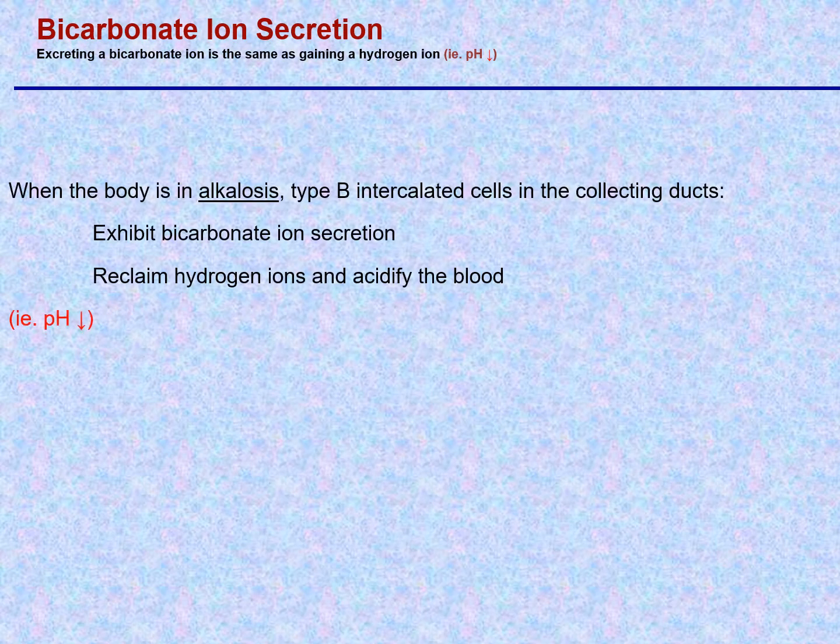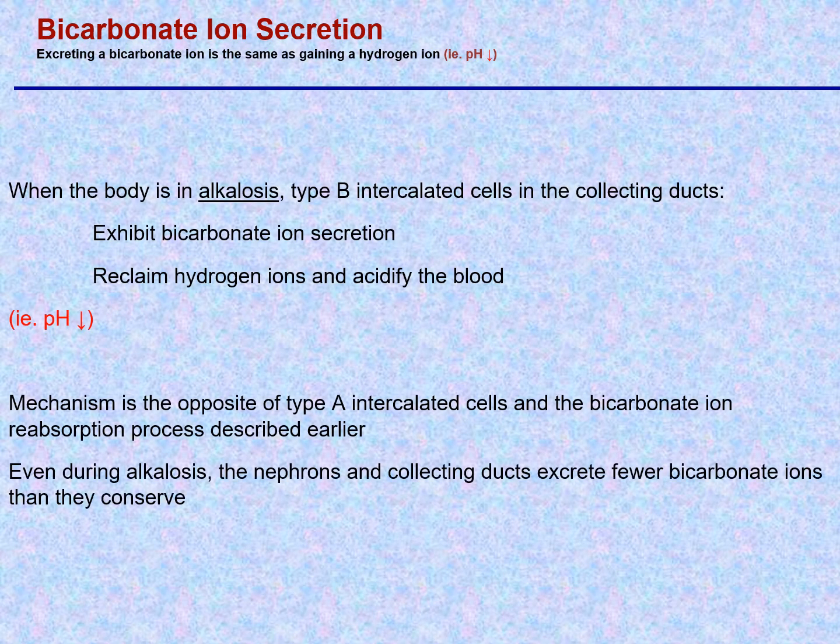And the last mechanism or pathway that we were going to look at involves bicarbonate secretion outwards. And of course, this is the same as gaining a hydrogen ion, and therefore if you gain hydrogen ions, it's a way to reduce the pH, to drop the pH when it's too high. So if the body is in alkalosis, the pH is too high, I wouldn't worry about which type exactly of the cells, but what you get in the collecting ducts is the following.